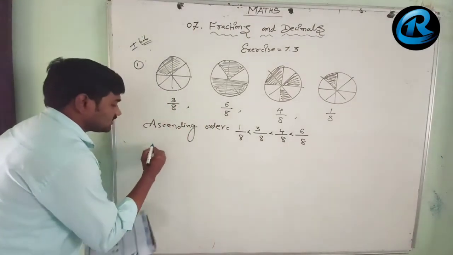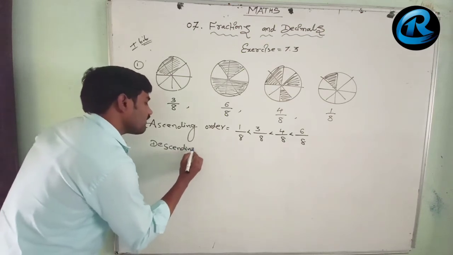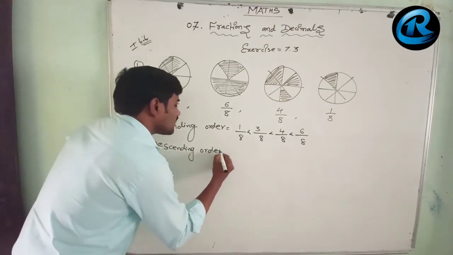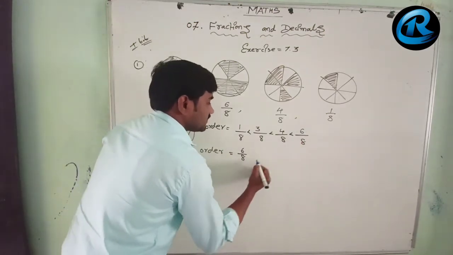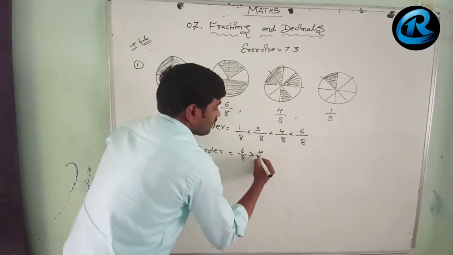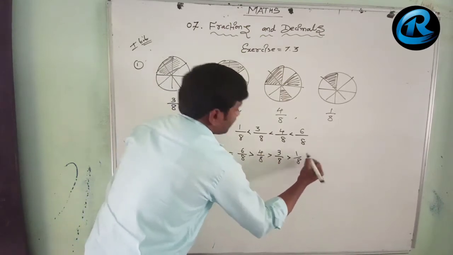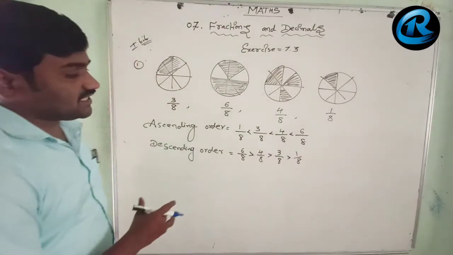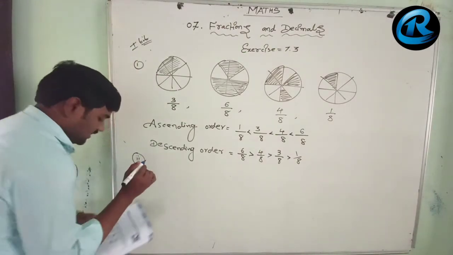We can also write in descending order. Descending order is just the reverse. 6 by 8 is greater than 4 by 8, which is greater than 3 by 8, which is greater than 1 by 8. See, we have written in the ascending order as well as in the descending order. Okay, let us go for the second question.